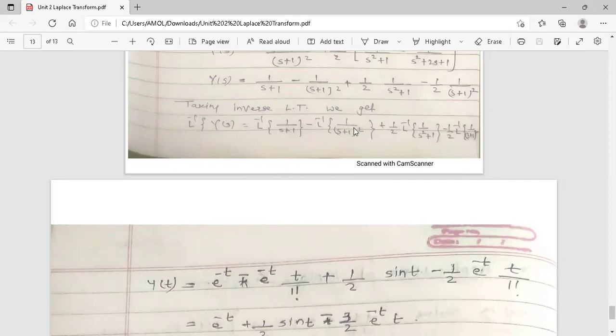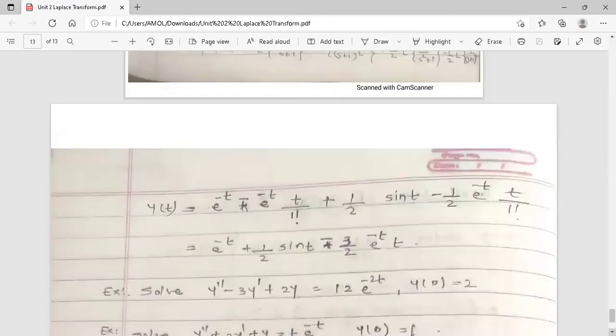So like this, for the last term you can write the inverse Laplace transform as e raised to minus t into t upon 1 factorial. And just simplify it. It is e raised to minus t for the first term, and for the second term and last term, e raised to minus t into t is common: minus 1, minus half, minus 3 by 2. And 1 factorial, its value is 1. The addition of the second and fourth terms is minus 3 by 2 into e raised to minus t into t, first term as it is. And this third term, 1 by 2 sin t, as it is. So this is your answer.